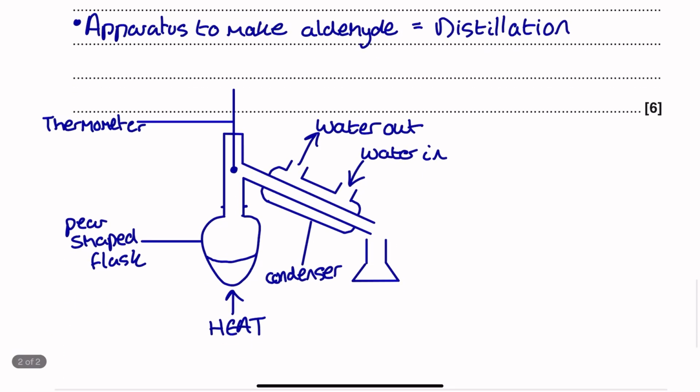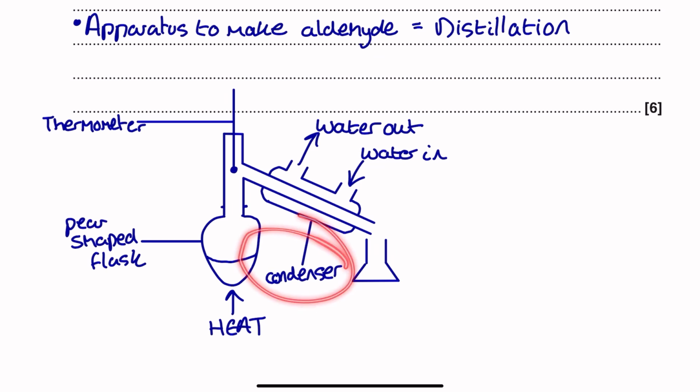For the diagram of the apparatus, as I've already mentioned, in order to make the aldehyde I need to use a distillation. This is how I would draw a distillation in the exam, and you can see all of the labels here that I've included, with the exception of the thermometer, because that actually isn't included as a label in most mark schemes. These are all labels that you need to have as an absolute minimum. I've got my pear-shaped flask, although you could go for a round bottom flask. I've got heat, don't forget about that.